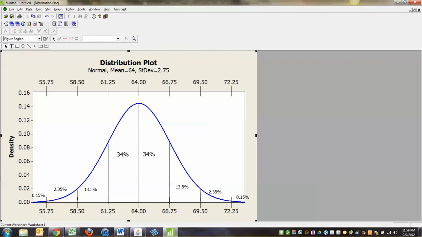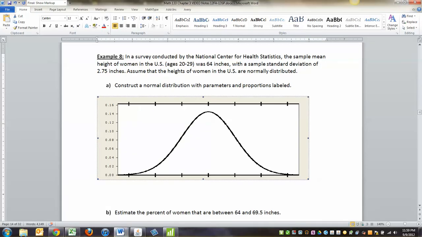All right, so let me copy and paste this into the other. There we go. Boom. This is going to be annoying because Minitab and Microsoft Word don't like each other very much.